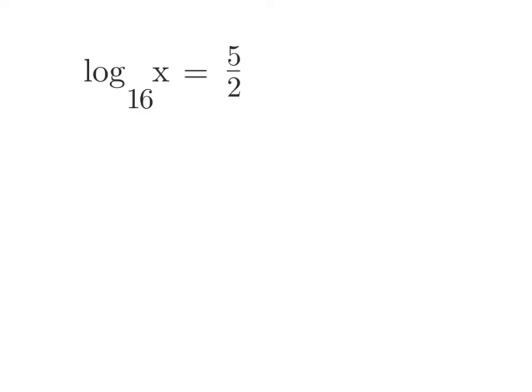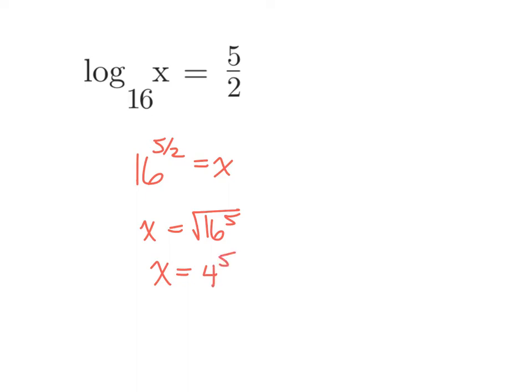One more like this. Log base 16 of x is equal to 5 halves. So we keep the base the same and switch the other two. So 16 to the 5 halves equals x. Again, that half means square root. So we're going to take the square root of 16 to the 5th. Square root of 16 is 4. 4 to the 5th is the same as 2 to the 10th. And 2 to the 10th, we all know, is 1024.